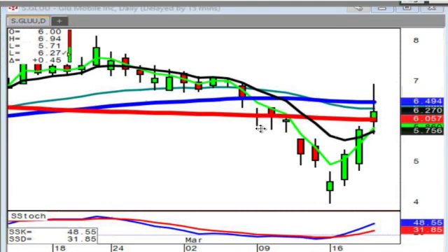Mark, all my scans I do with stocks that trade at least 200,000 shares a day. If I'm trading options, I usually pick out stocks that are trading close to 1 million shares a day, because that's going to be a function of the liquidity of your options.